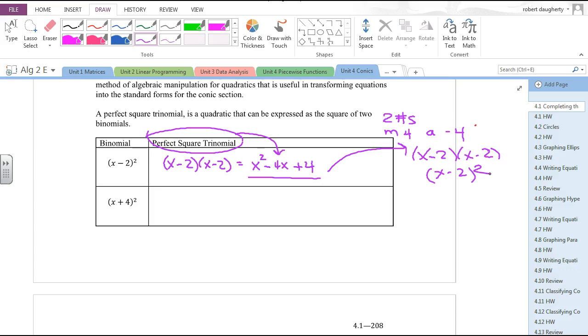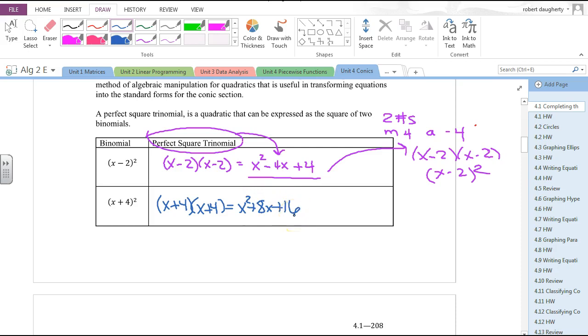Not completing the square, but taking square roots of both sides, okay? So if I can get a perfect square, that helps me take the square root of both sides. X plus 4 squared, that is x plus 4 times x plus 4, which is just x squared plus 8x plus 16.